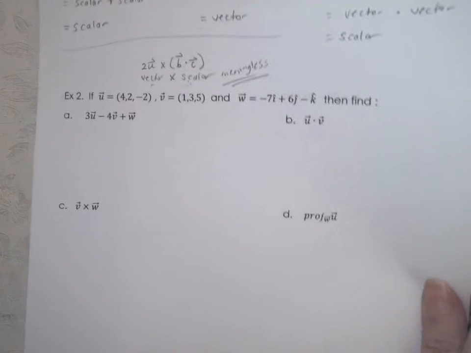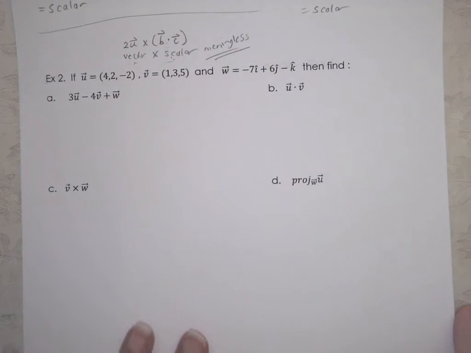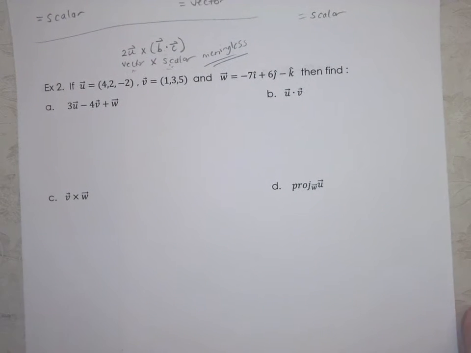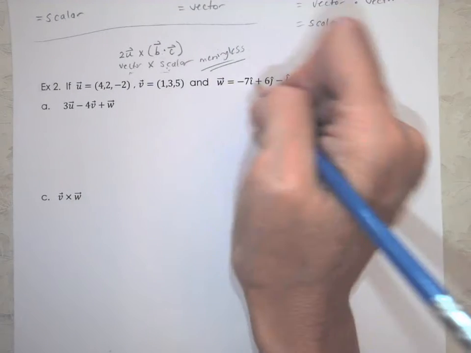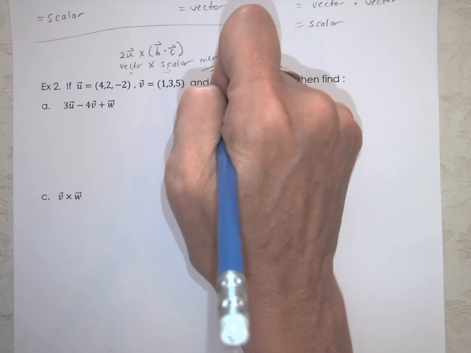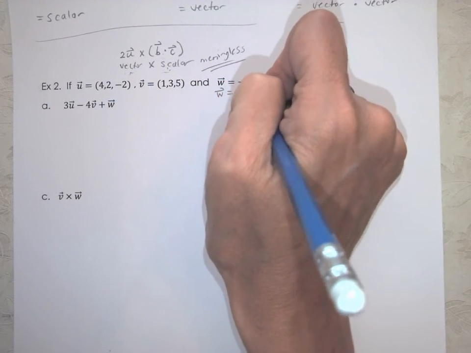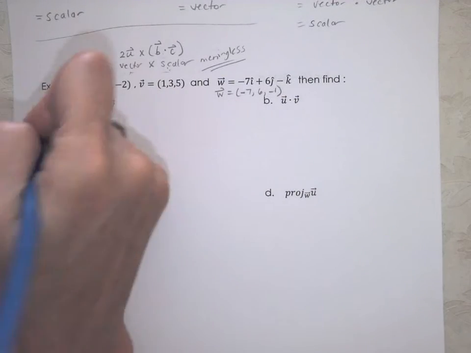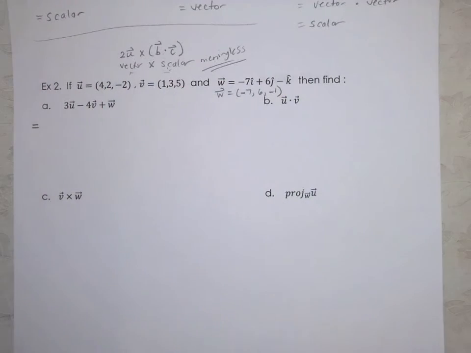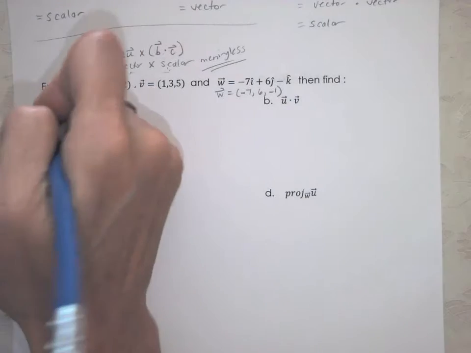All right, so our next example is where we're going to consolidate all the different operations we've learned how to do with vectors. We've got vector u given to us, vector v given to us, vector w given to us, and we're going to change it to an ordered triple. And then we're going to find each of these. So vector 3u minus 4v plus w. Again, I know my answer is going to be a vector because I'm adding and subtracting scalar multiples of vectors.